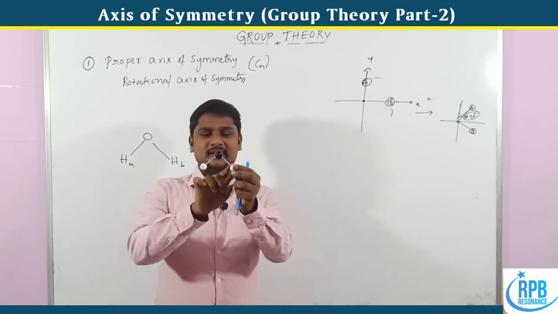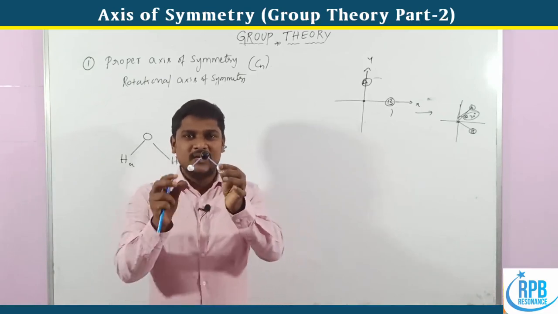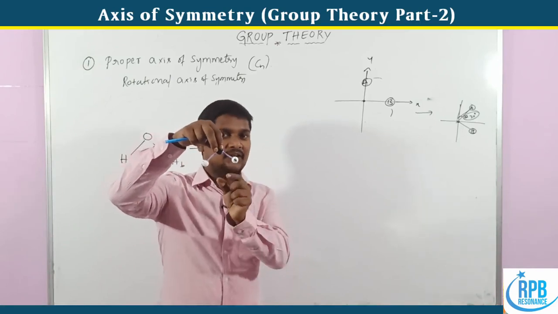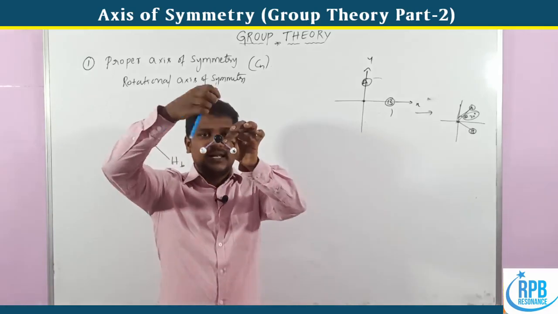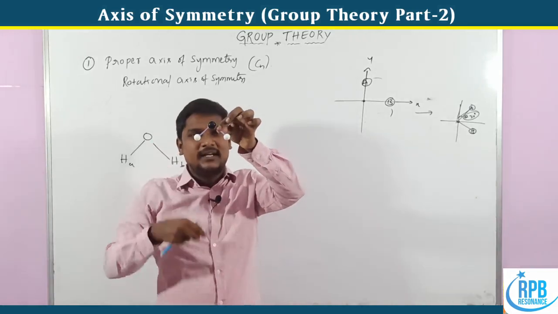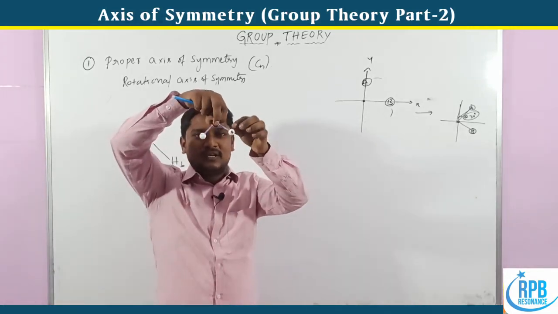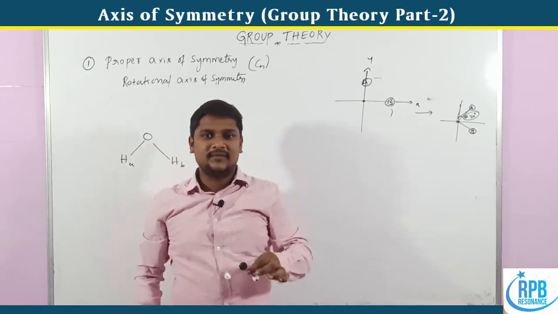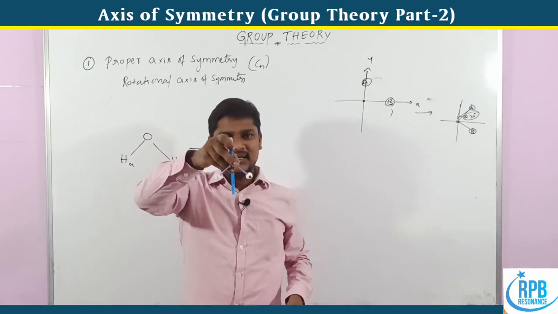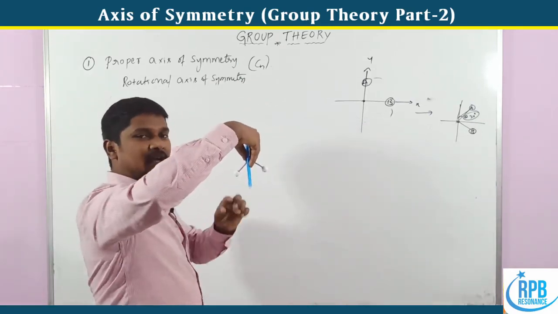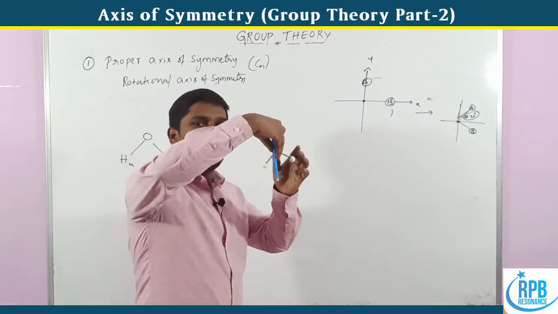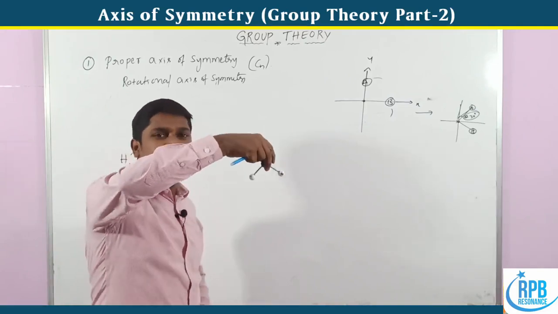Oxygen, two hydrogens. It produces the equivalent configuration if you rotate the molecule by almost 180 degrees. Are you clear? So a 180 degrees rotation gives the equivalent configuration. An imaginary axis passes through the molecule. If it rotates by 180 degrees, A replaces B, B replaces A. Again, one more rotation produces the identical configuration.